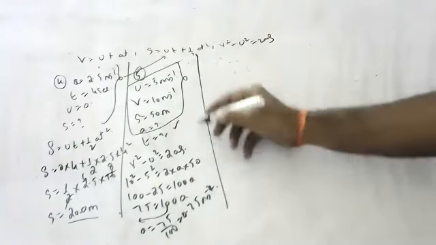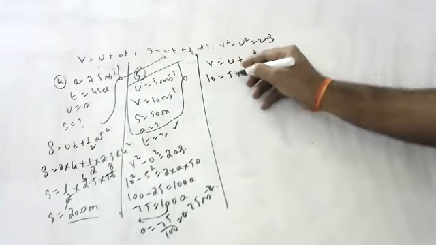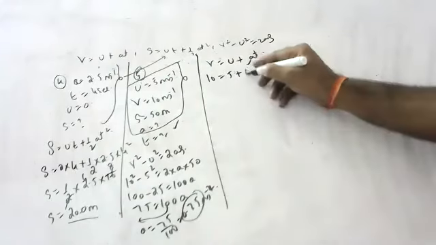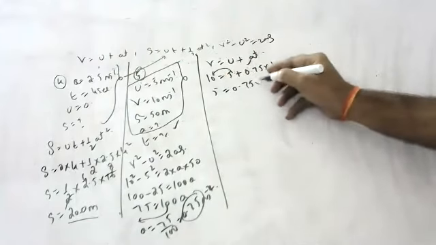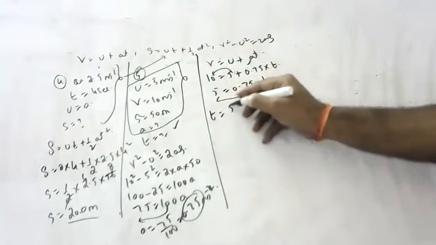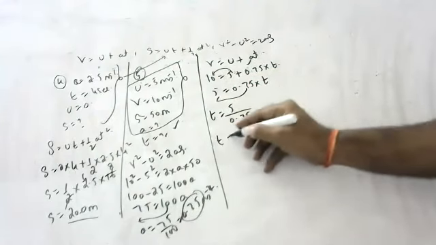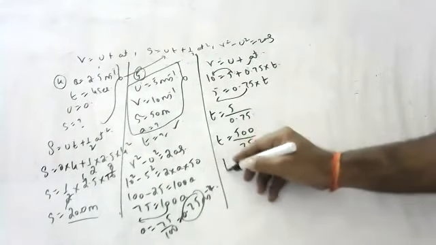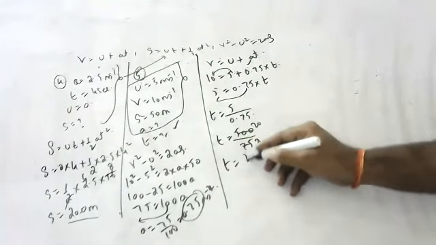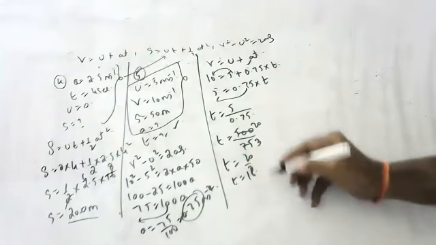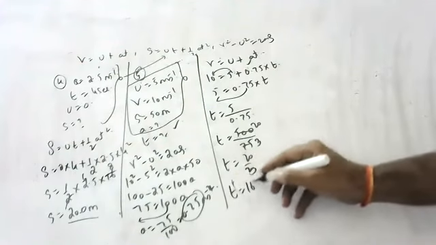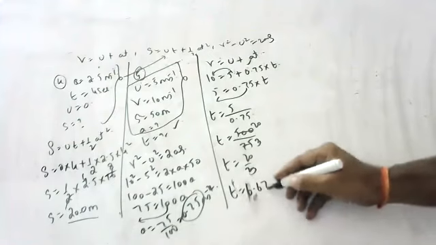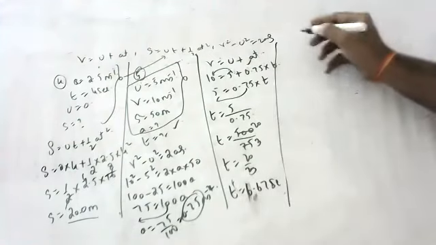Now, can you tell how to find time? V is equals to u plus at. 10 is equals to 5 plus 0.75 into t. 5 is equals to 0.75 into t. T is equals to 5 by 0.75, that is 500 by 75, which is 20 by 3. How much is 20 by 3? 6.67 seconds. Okay?